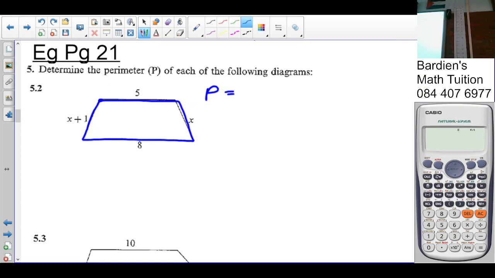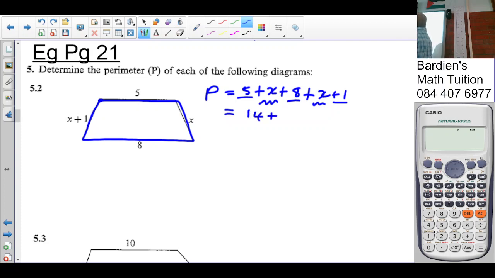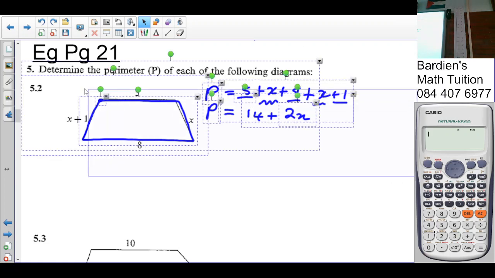So that's going to give you 5 plus x plus 8 plus x plus 1. Now we look for like terms, so 5 plus 8 plus 1. So 5 plus 8 is 13 plus 1 is 14. Plus x plus x is 2x. And that's your perimeter. You guys understand? Yes, sir. Okay. And we can't add 14 and 2x. Why? They are unlike terms. Okay.